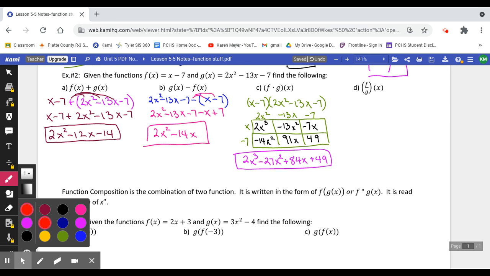Okay, last one, division. I'm going to take the f function, which is x minus 7, and I'm going to divide it by the g function, which is 2x squared minus 13x minus 7. And that's it. And we're done.